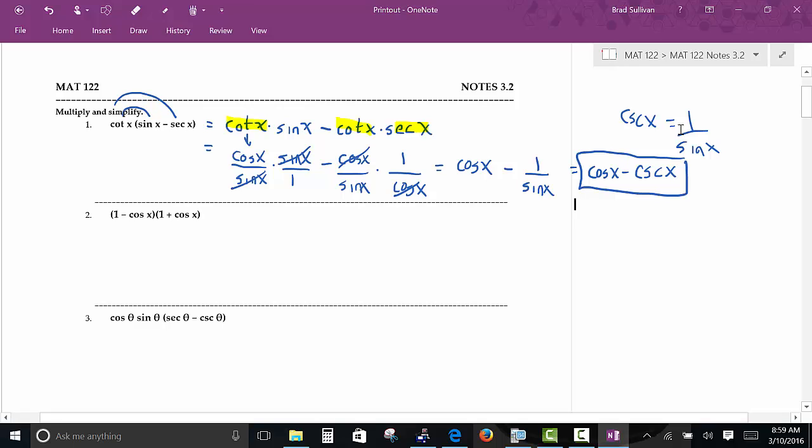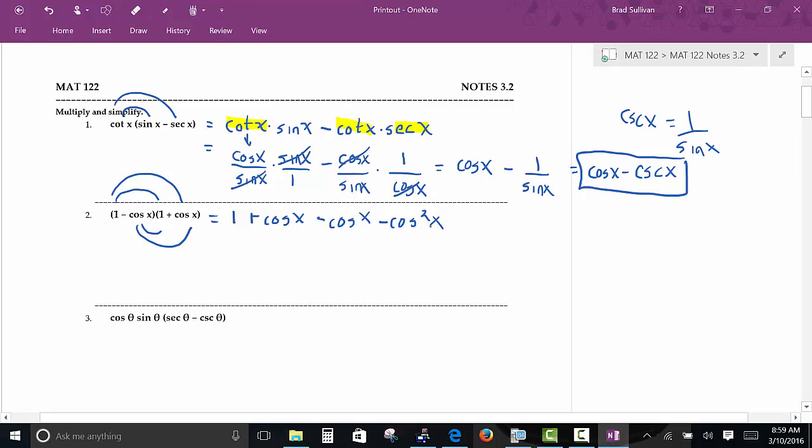What do you think you would do on problem number 2? Looks like a FOIL problem, doesn't it? So that's exactly what we're going to do. We just have trig functions in there. So you start by doing the first term: 1 times 1 gives 1. Then the outside term is 1 times cosine, so that's going to be plus cosine x. The inside term is going to be negative cosine x. And what's the last term going to be? Negative cosine squared x, like that.